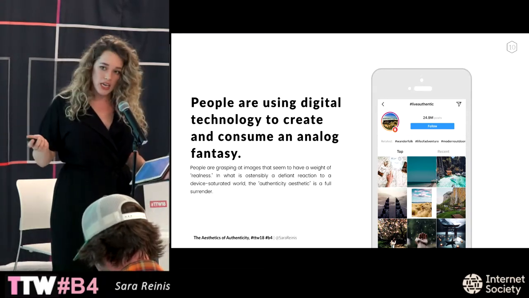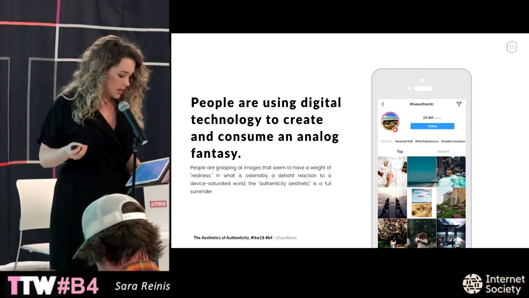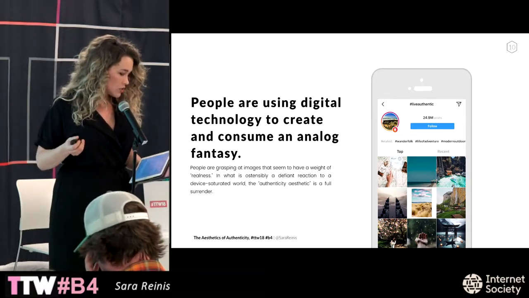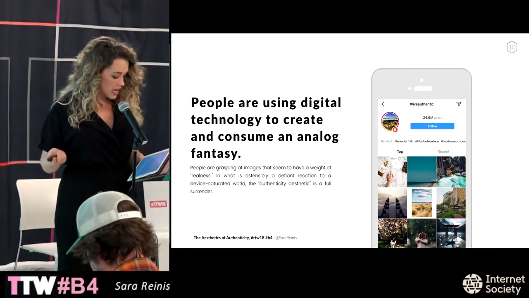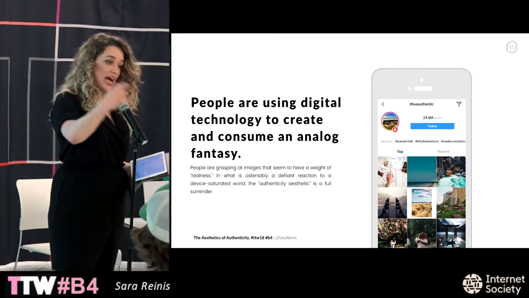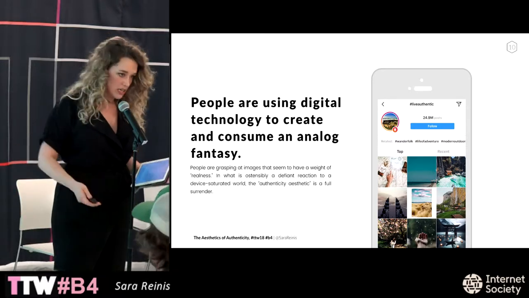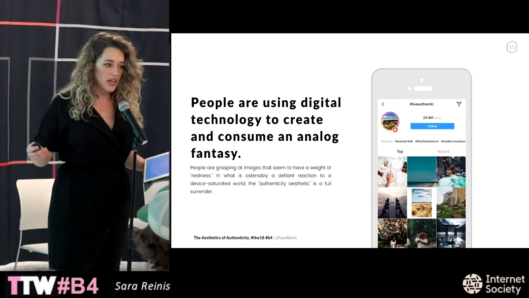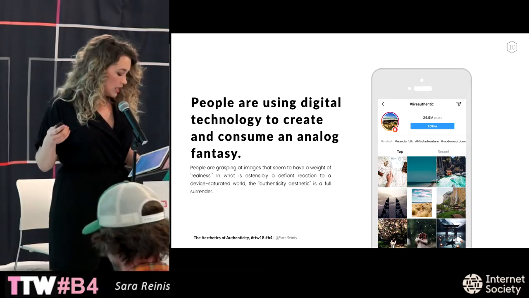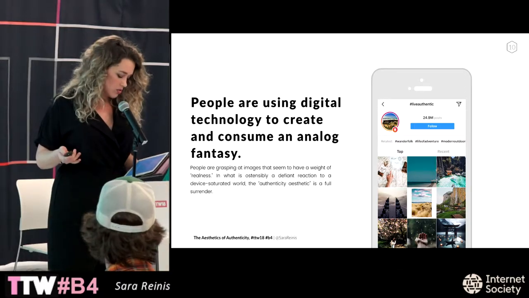We're kind of grasping at images and practices that seem to have a weight of realness. This tactility is a really common theme in a lot of what's being imaged. And so what I think is most interesting about this aesthetic is that at once it positions itself as a defiant reaction to a device-saturated world, but at the same time it is a full surrender because it's participating in this aesthetic and this visual grammar that's been purely created through these digital spaces. And in general, this exposes how our digital and our physical activities are inextricably intertwined.